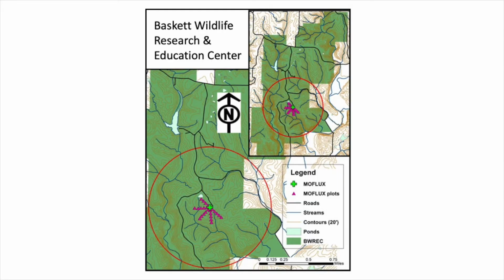We have 24 plots that are distributed along 5 transects, each starting near the Moflux tower and extending about 250 meters into the forest. And on each of those 800 square meter plots, we tag and identify all the individual trees, we identify their species, and measure diameter at breast height, or DBH for short.